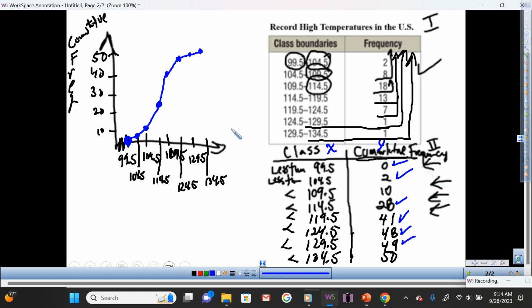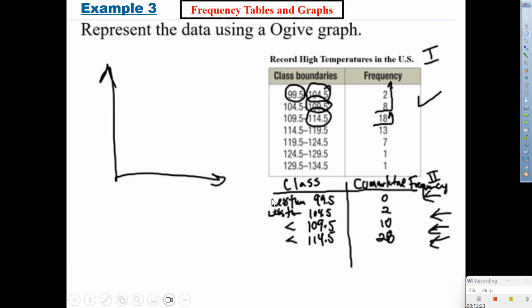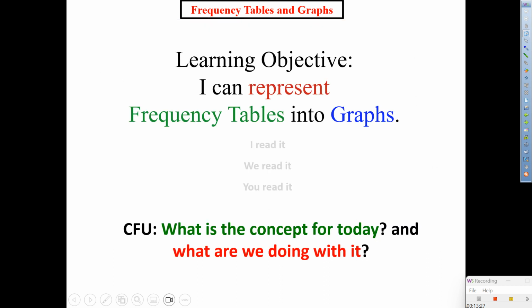All right, so from 1 to 5, are you with the ogive, the last one? Everybody got this? Yes. So far, we've represented frequency tables as graphs, have we? Yes. Three different ones? Yes.